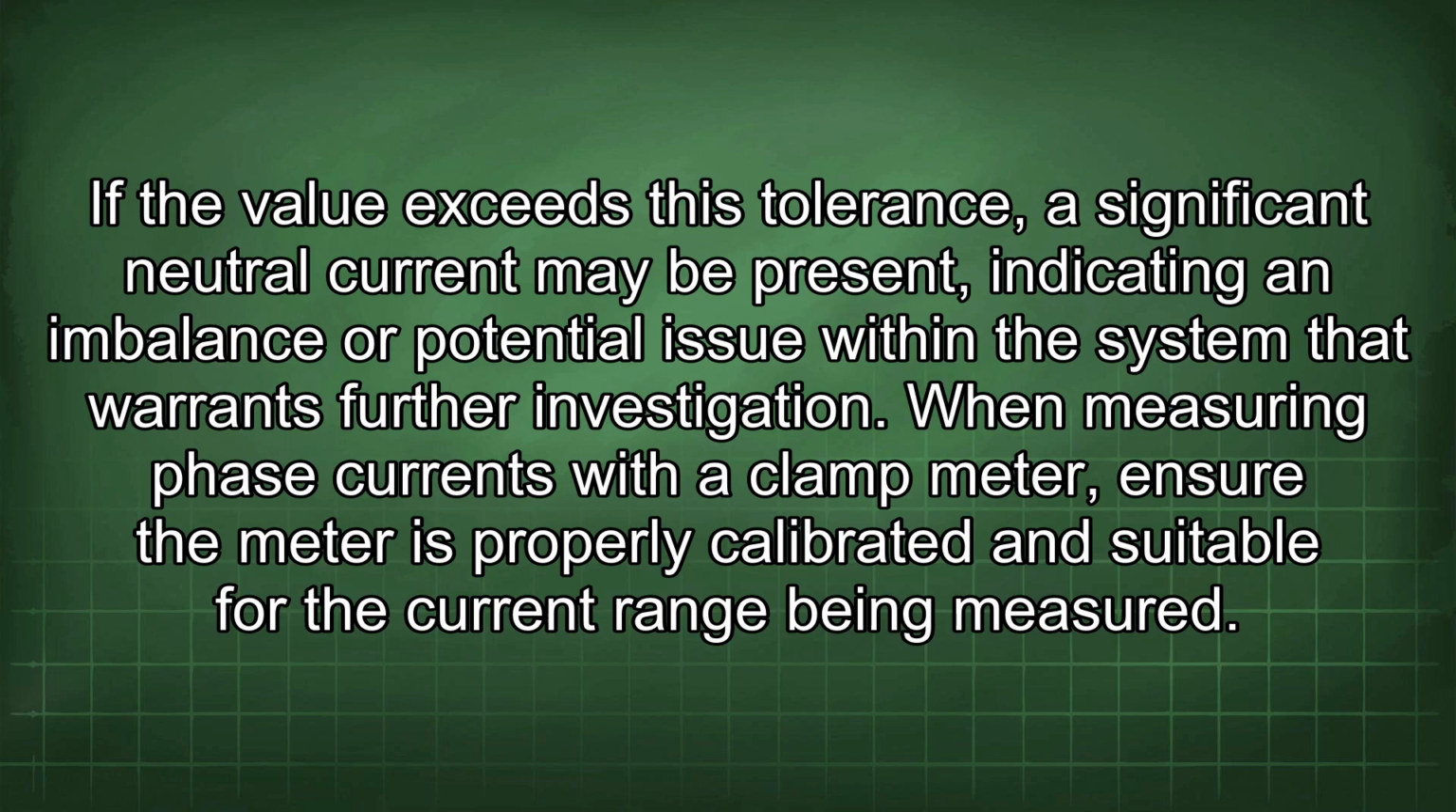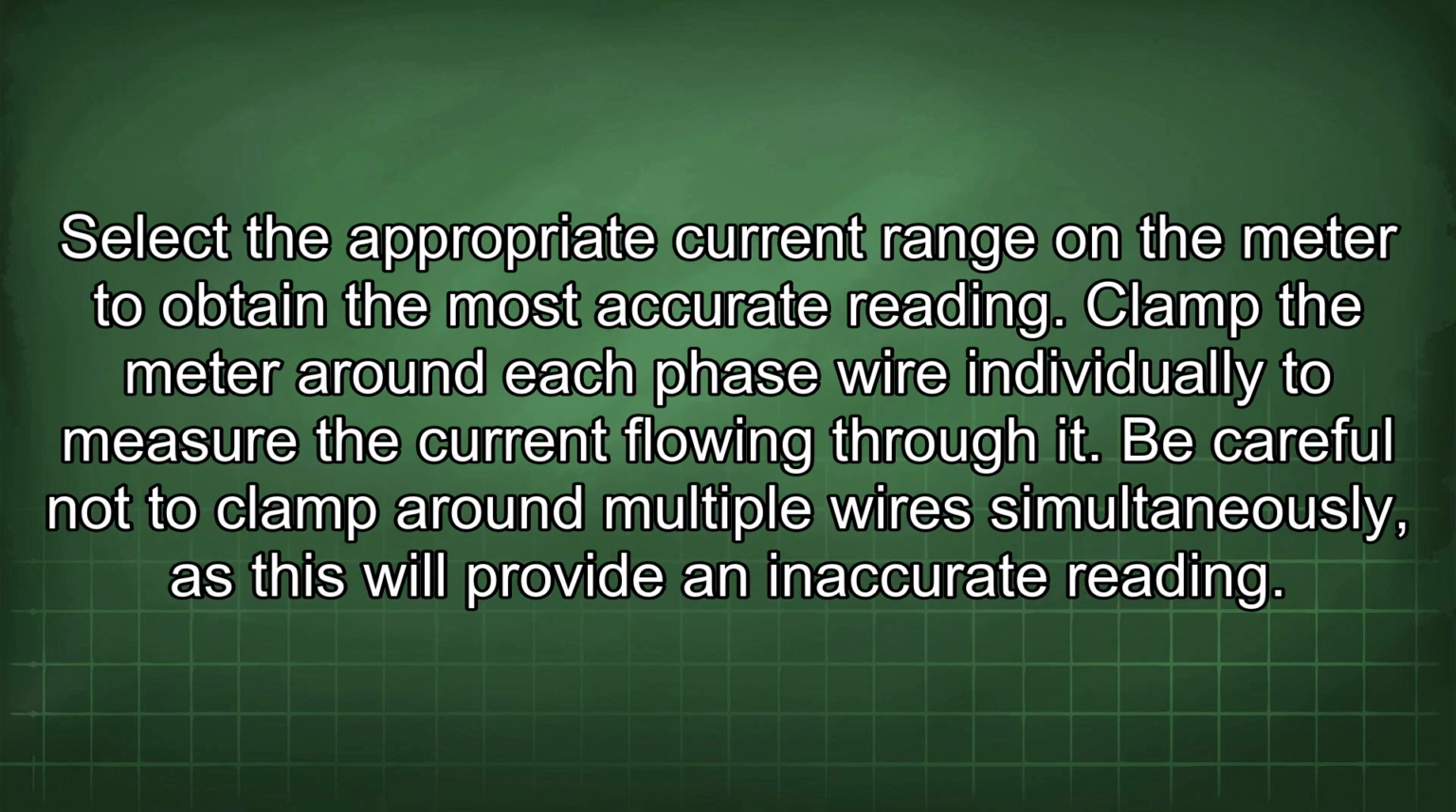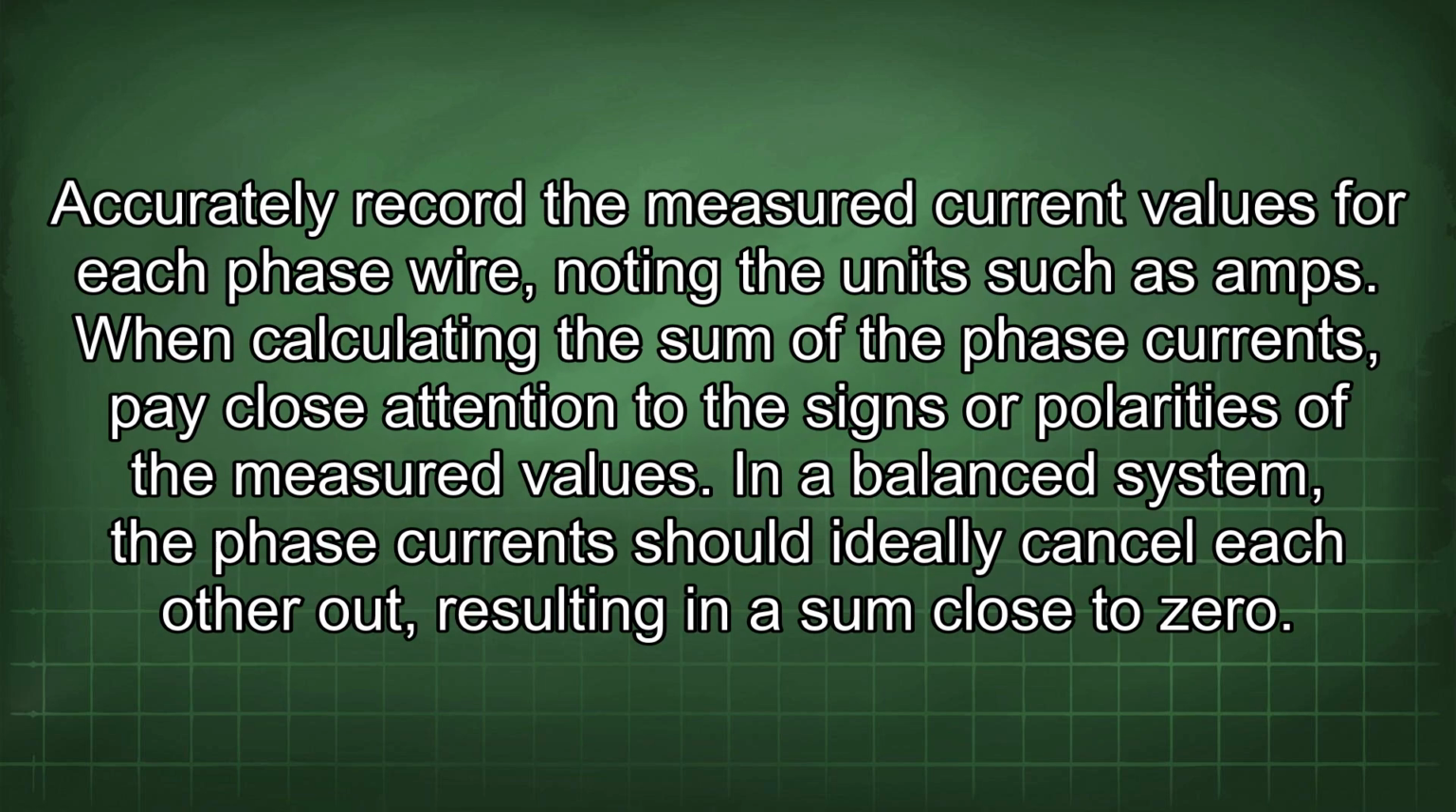When measuring phase currents with a clamp meter, ensure the meter is properly calibrated and suitable for the current range being measured. Select the appropriate current range on the meter to obtain the most accurate reading. Clamp the meter around each phase wire individually to measure the current flowing through it. Be careful not to clamp around multiple wires simultaneously, as this will provide an inaccurate reading. Accurately record the measured current values for each phase wire, noting the units such as amps.